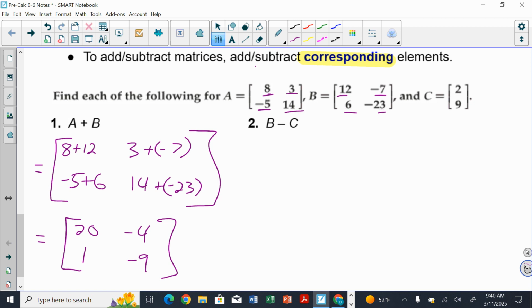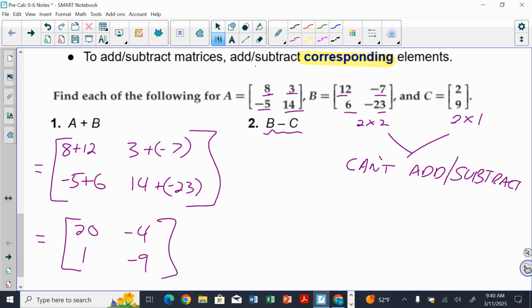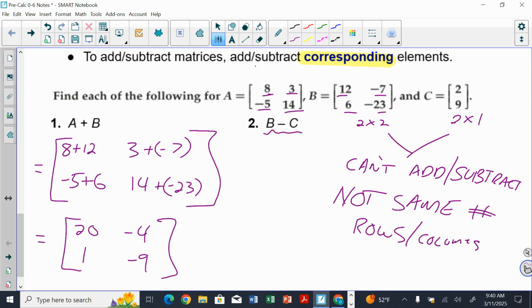Now, looking at number 2, B minus C. Let's take a look. Well, this is a 2 by 2 matrix, but this is only a 2 by 1, 2 rows, 1 column. So we can't do that. Can't add or subtract, because remember, they don't have the same number of rows and columns. So in that case, we can't subtract them. So no way we can do that.